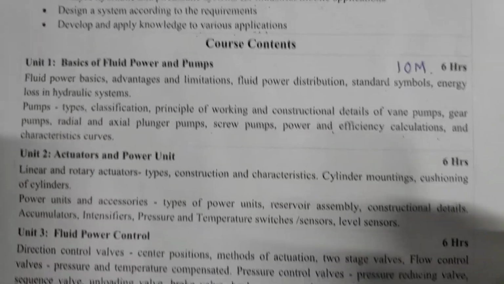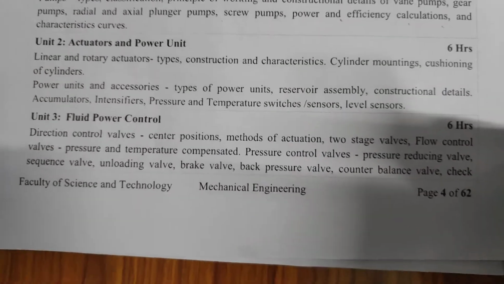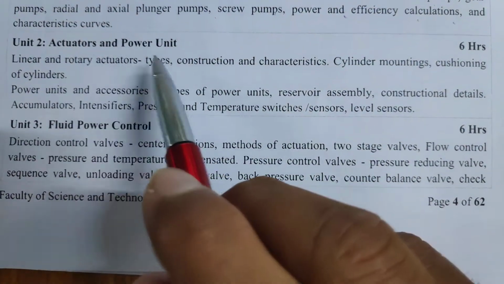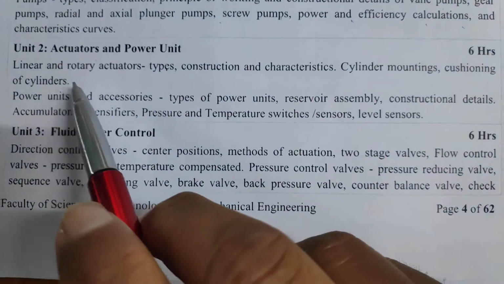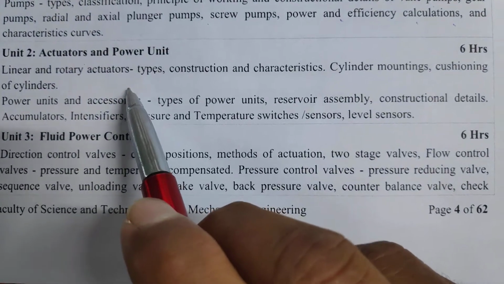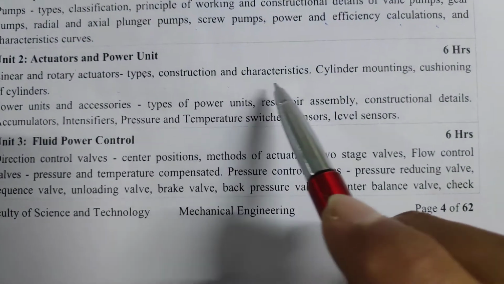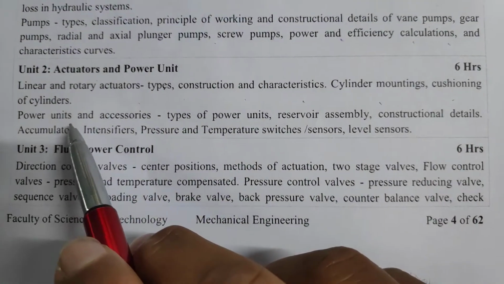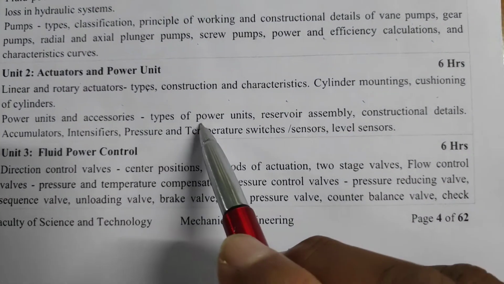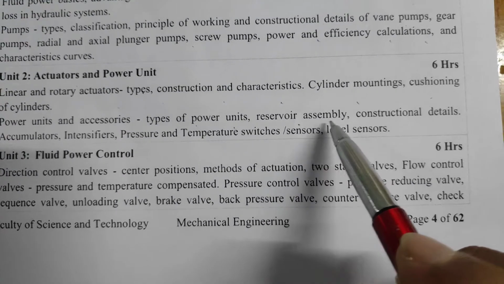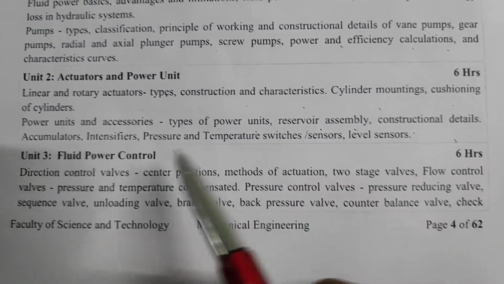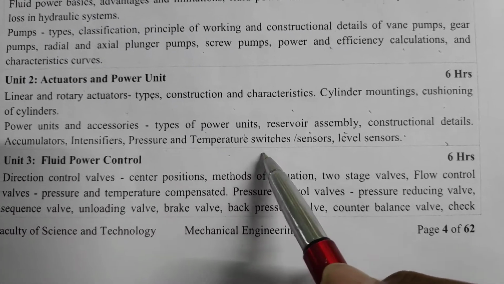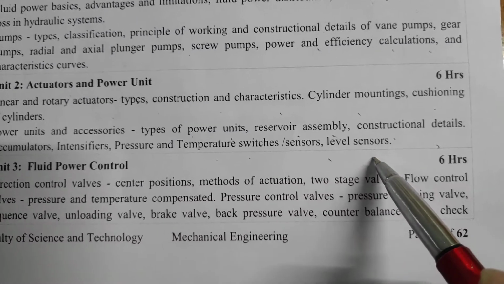Now we'll go for unit number 2 syllabus. Here unit number 2, the name is actuators and power units. Linear and rotary actuators, their types, construction and characteristic, cylinder mountings, cushioning of the cylinder, power units and accessories, types of power units, reservoir assembly, constructional details, accumulators, intensifiers, pressure and temperature switches, sensors, level sensors.